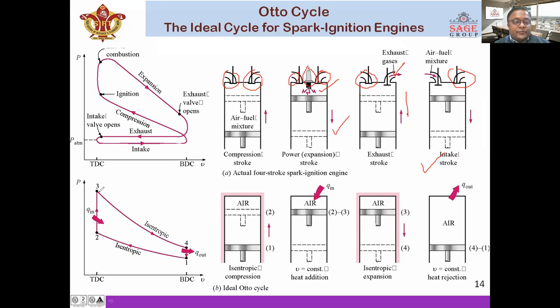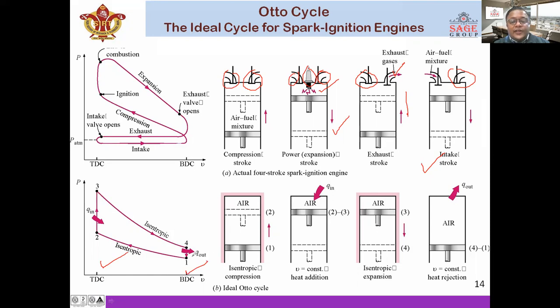Combustion takes place at constant volume, and when the combustion process is completed, the isentropic expansion process 3 to 4 is described in the PV diagram. And 4 to 1 is the exhausting of the gases, where the gases flow out to the atmosphere at constant volume. This is the TDC condition where the piston is at the topmost position. This is the BDC condition where the piston is at the bottom dead center.